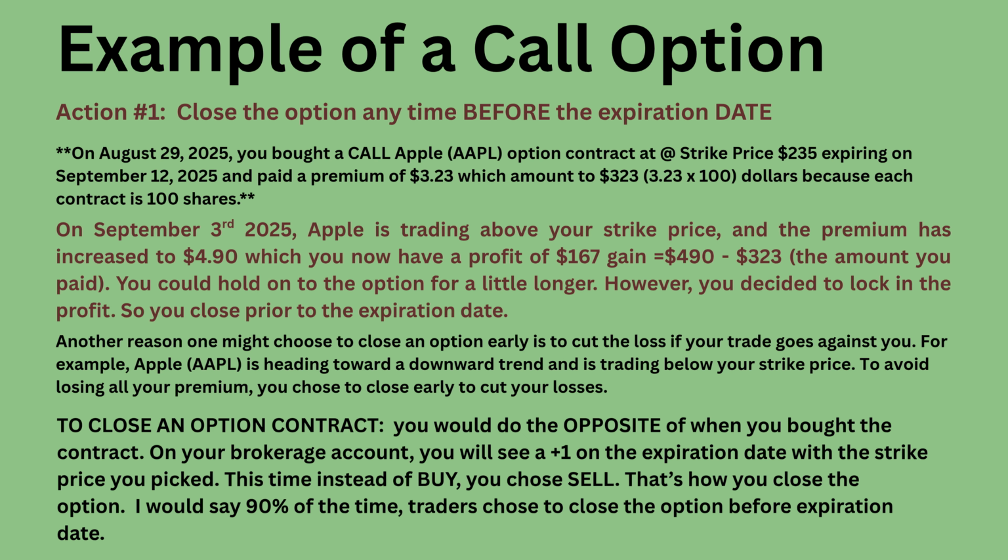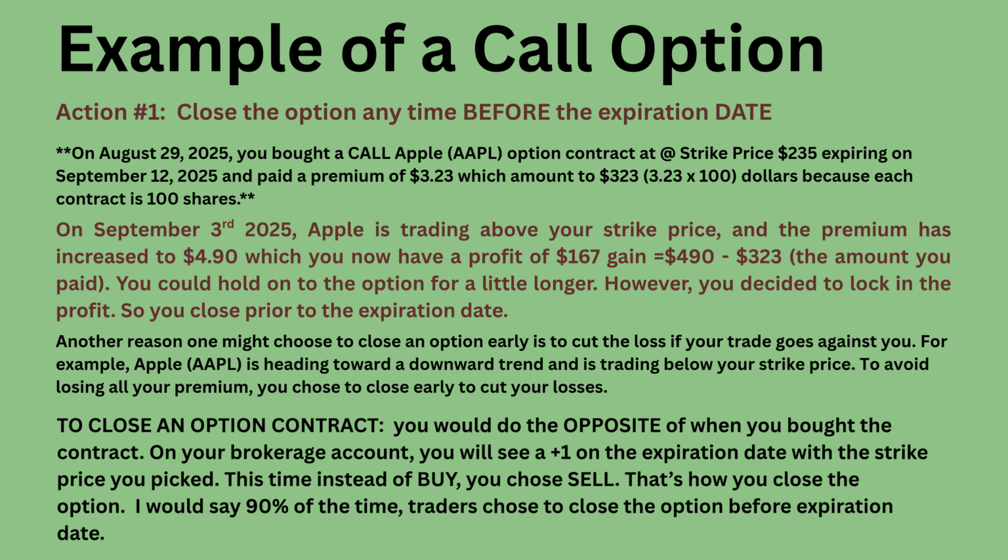Another reason one might choose to close an option early is to cut the loss if your trade goes against you. For example, Apple is heading toward a downward trend and is trading below your strike price. To avoid losing all your premium, you chose to close early to cut your losses.